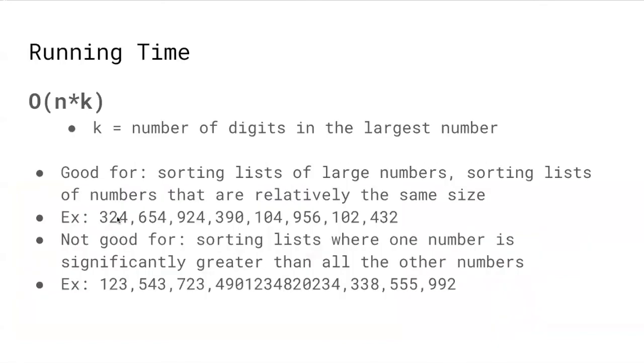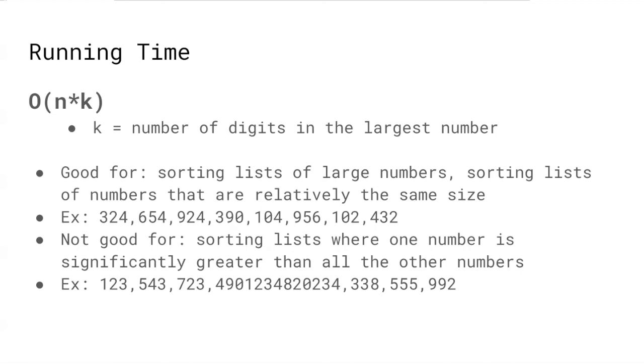As for the running time for this algorithm, it is O of n times k, where k is the number of digits in the largest number. This makes it very good for sorting lists with many numbers as long as they're relatively similar in the number of digits. For example, this first list, all of them have 3 digits, which means it would be very efficient in sorting this list of numbers.